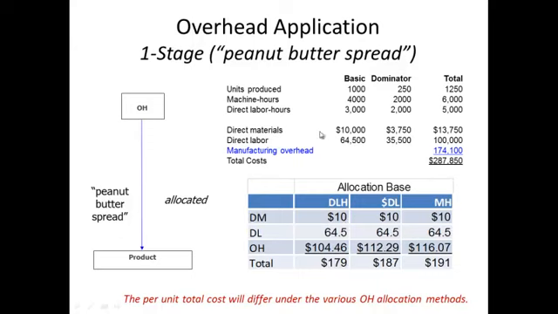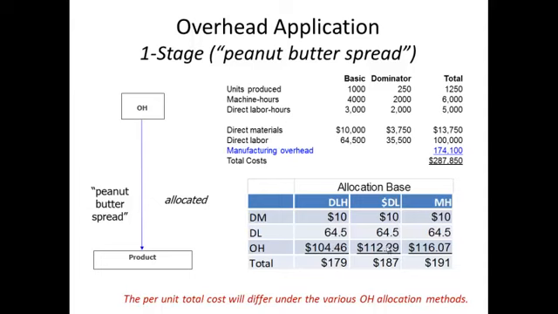Similarly, we can convert the direct labor cost we have up above, divide that by 1,000, and we know that direct labor cost per unit is $64.50. As we saw a moment ago, the overhead allocated when direct labor hours are used as the allocation base totals $104.46 for a total cost under this cost allocation system of $179. When we use direct labor cost as our overhead allocation base, we allocated $112.29 of overhead to each unit of our basic product line.